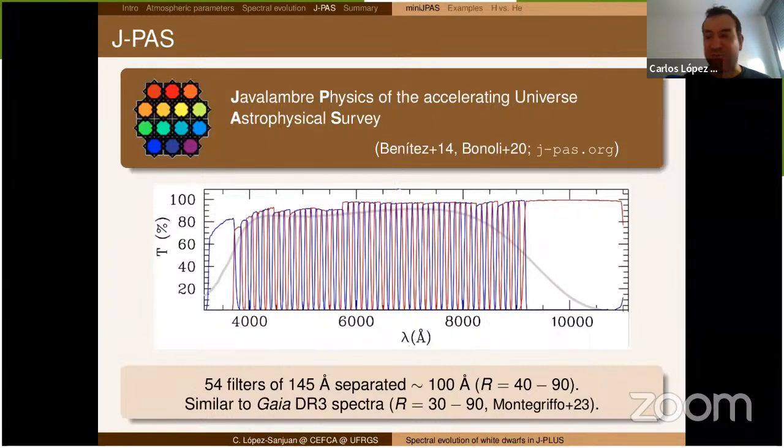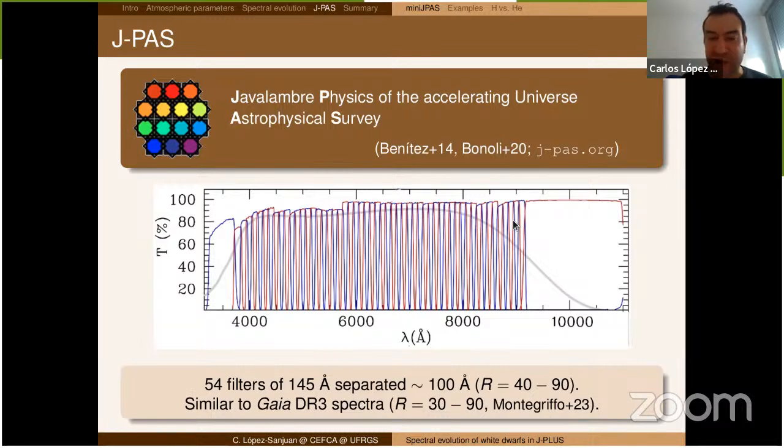Finally, this is what we did with J-PLUS, but the future for us is J-PAS. J-PAS is the Javalambre Physics of the Accelerating Universe Astrophysical Survey, in which we also want to observe a large area of the sky, thousands of square degrees, but not with 12 filters, but with 54 filters of 14 nanometers. You can see here all these small filters.